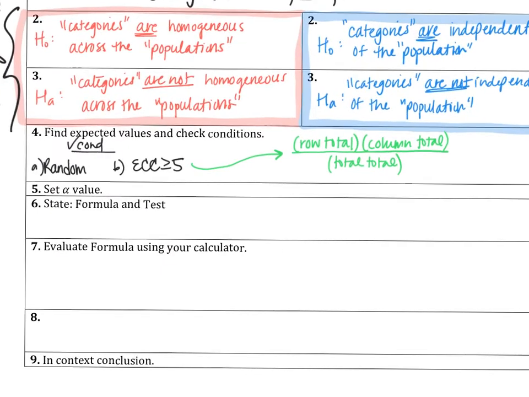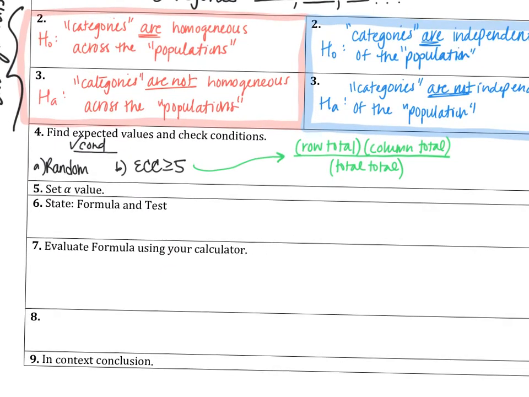All right, state the formula and the test. So each time you are definitely going to say that this is a chi-squared test of whichever one you choose, homogeneity or independence, depending on the context. And the formula is the same, luckily, because the statistic is still the same.